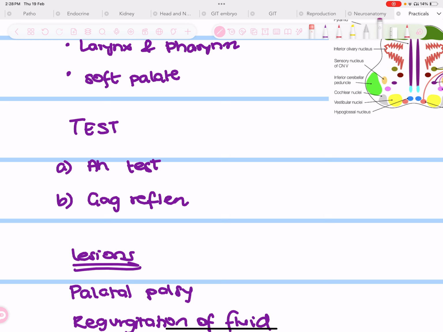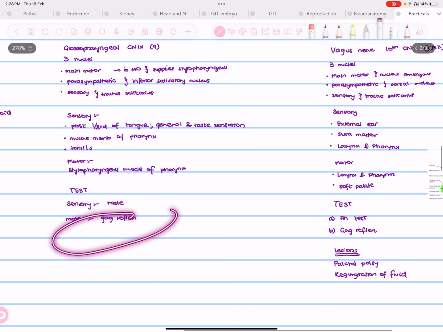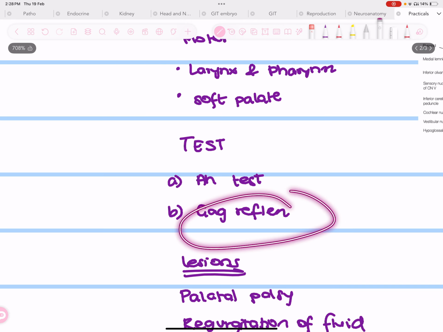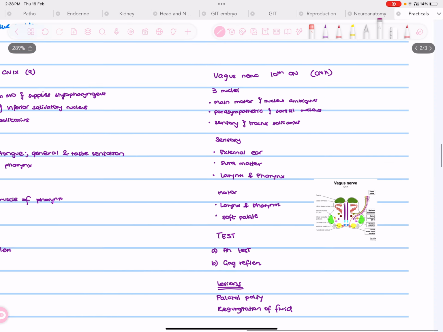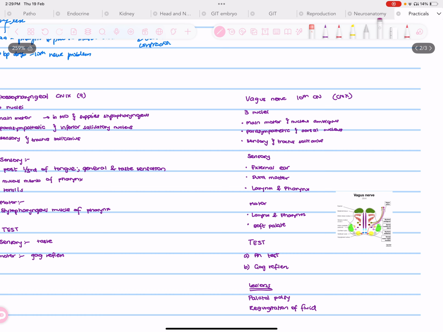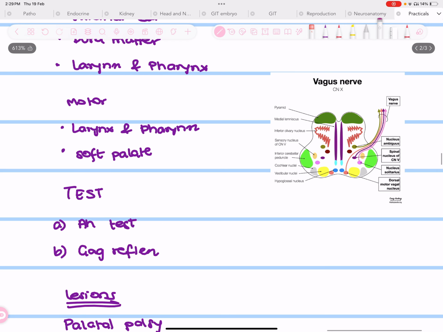For gag reflex, you have to ask the patient to open the mouth and tickle the back of the pharynx. Gag reflex we already studied in glossopharyngeal as well. If you tickle, you'll see that there'll be contraction of the pharyngeal and soft palate muscles. Absence of gag reflex means that there is possibly damage to the glossopharyngeal nerve or the vagus nerve, or there is brain death, or there's some sort of issue with the medulla oblongata particularly. The afferent for this gag reflex is supplied by the glossopharyngeal, whereas the efferent is supplied by the vagus nerve.